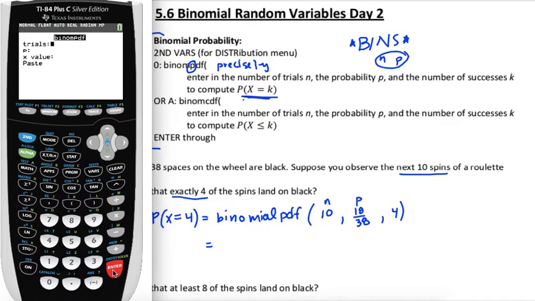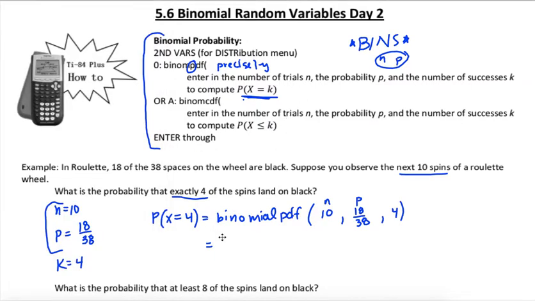All right, so I'll back up to A and enter. All right, so I have 10 trials that I'm doing. I have a probability of success of 18 out of 38. And the value I want is exactly 4, which is why I'm using PDF. And enter. So instead of finding the binomial coefficient, all those combinations of 4 successes within those 10 different trials, now my calculator does that all in one step. And so we get this 22.5 here.